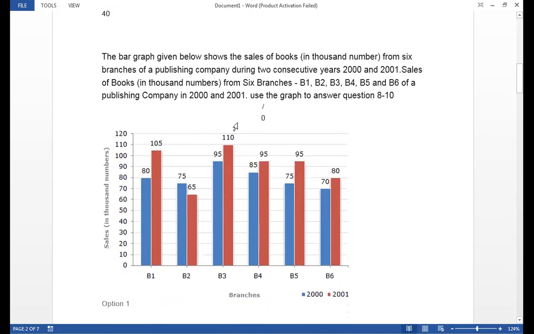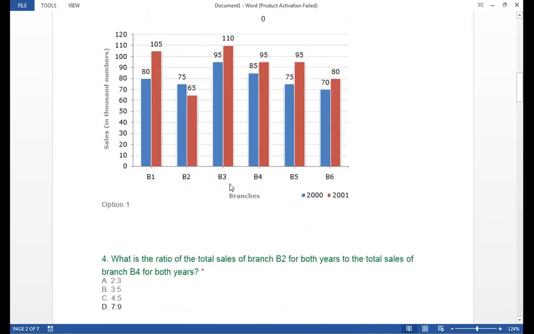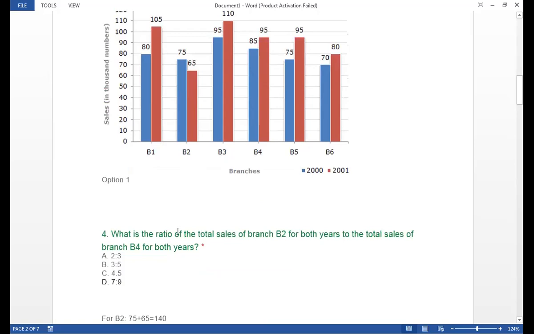Have a look at this. This is a graph. The question asks, what is the ratio of the total sale of branch B2 for both years to the total sale of B4? This is very easy. Just sum for the branch B2, then sum all data for branch B4 and find their ratio. And that is what I have done here.